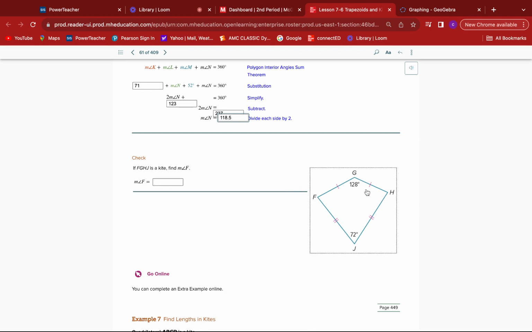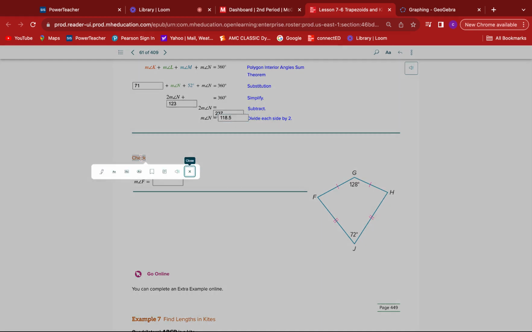Now, I notice it's marked congruent. GF and GH are marked equal, but visually it looks like GH is a little bit shorter. I don't know if that's necessarily true, but they're marked equal, so I'm going to say it's a kite because they say it's a kite. That means angle F and angle H are the same.